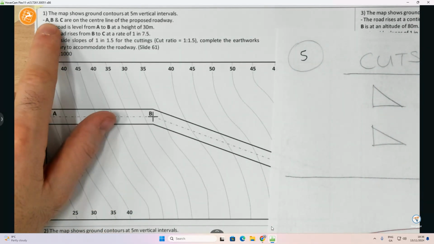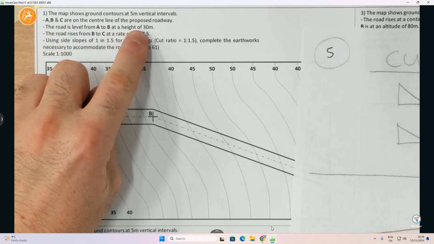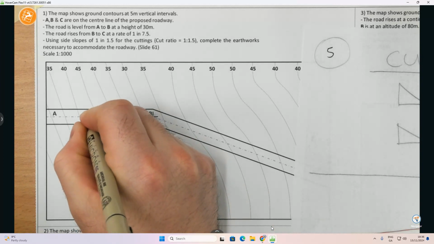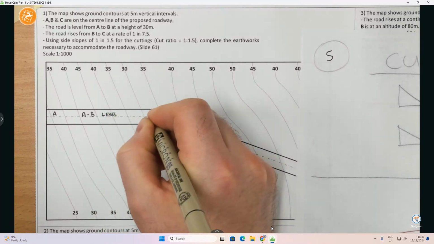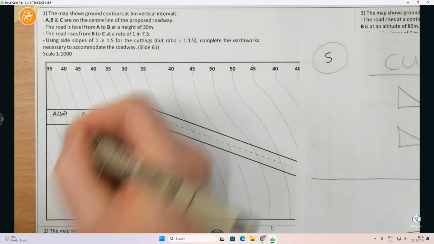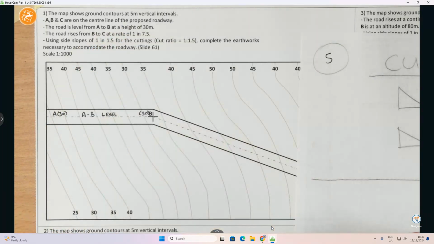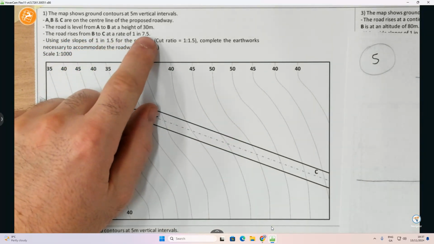It tells us that A, B and C are on the centre line of a proposed roadway. The road is level from A to B at a height of 30. What I always do is take the information and write it on the sheet: A to B level, and B is at 30 and A is at 30. Now my threes look like 5s there, apologies. It then tells us the road rises from B to C at a rate of 1 in 7.5.